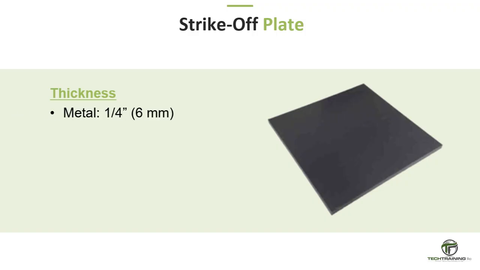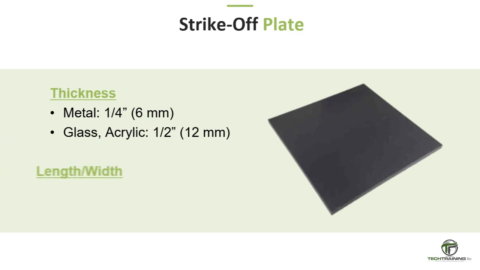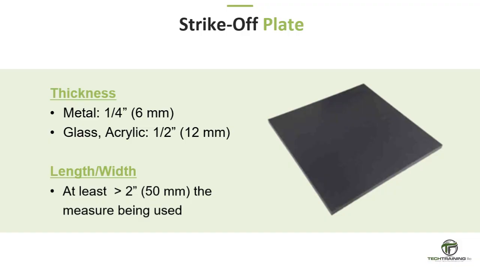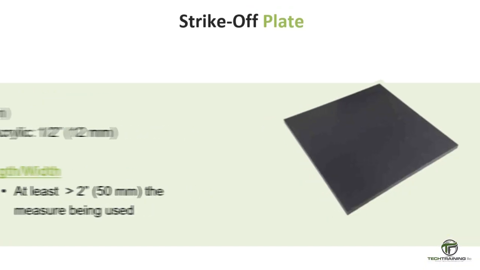We're going to need a strike-off plate, a flat rectangular metal plate at least 1/4 inch thick, or 6 millimeters, or a glass or acrylic plate at least 1/2 inch thick, or 12 millimeters, with a length and width at least 2 inches, or 50 millimeters greater than the diameter of the measure with which it is to be used. The edges of the plate shall be straight and smooth within a tolerance of 1/16 of an inch, or 2 millimeters.